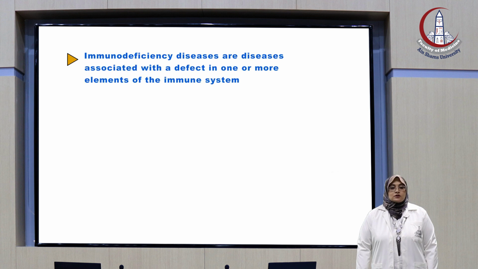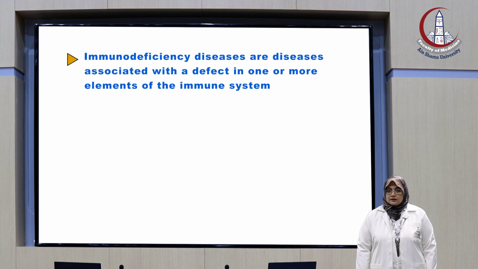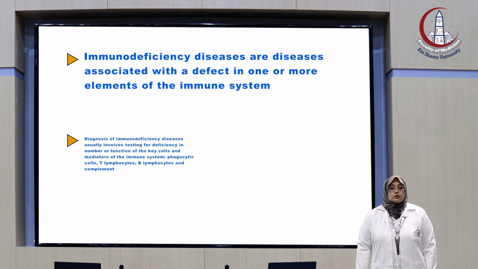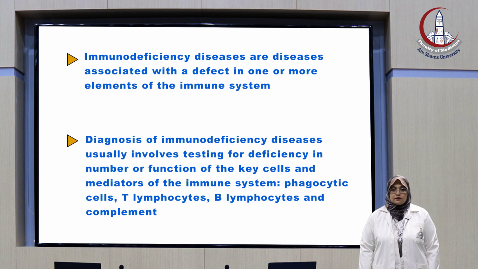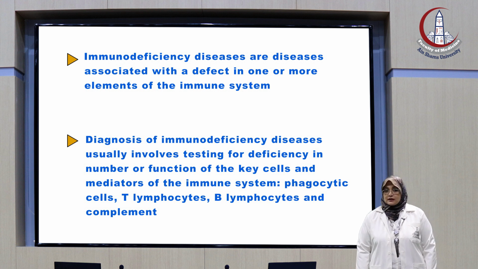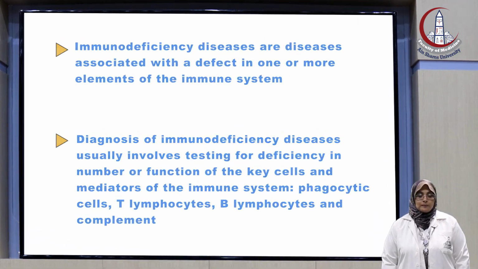As you know, immunodeficiency diseases are diseases associated with a defect in one or more elements of the immune system. Therefore, diagnosing immunodeficiency diseases usually involves testing for deficiency in numbers or function of the key cells and mediators of the immune system, such as phagocytic cells, T lymphocytes, B lymphocytes, and complement.